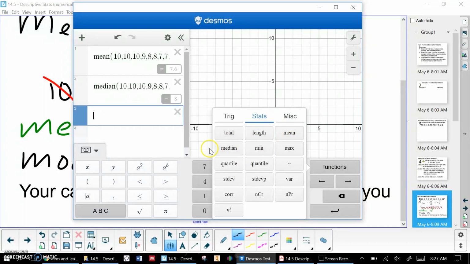Other ones you don't see in here: range we'll talk about tomorrow, and standard deviation, which we'll also talk about tomorrow. That'll be a big one. And quartiles we will get to in just a little bit, so we'll come back to that.